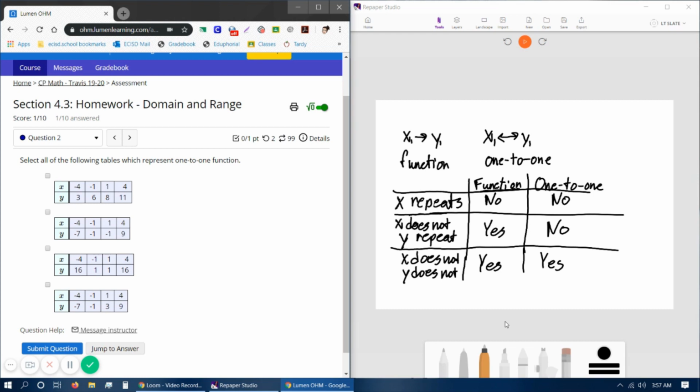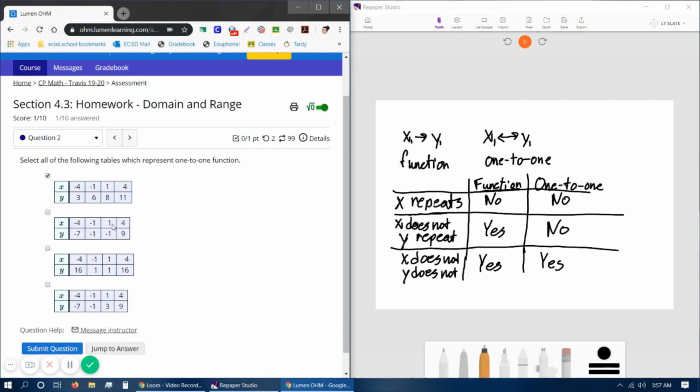Question 2 is the same as question 1. I need to select all of the following tables which represent one-to-one function. Just like on question 1, a function means that for every x value, you have only one y value, or x does not repeat. If a function is one-to-one, then each y value is only paired with one x value. Y does not repeat. Looking at the first table, none of my x values repeat, meaning this table is a function. None of the y values repeat either, meaning it is also one-to-one.